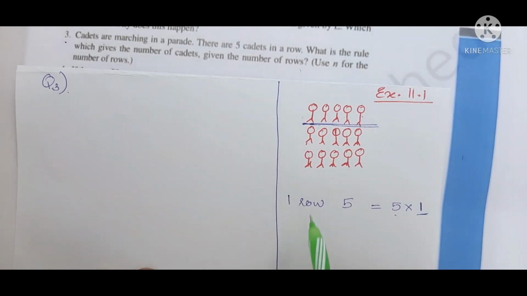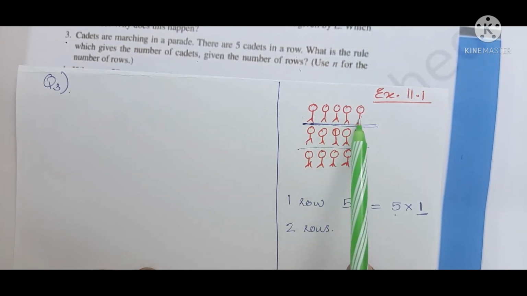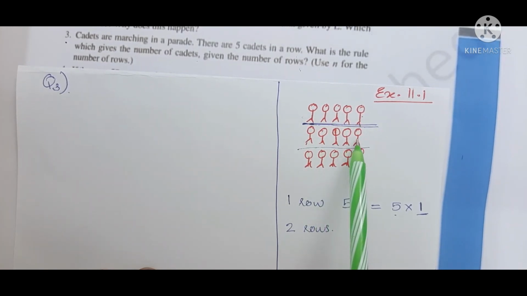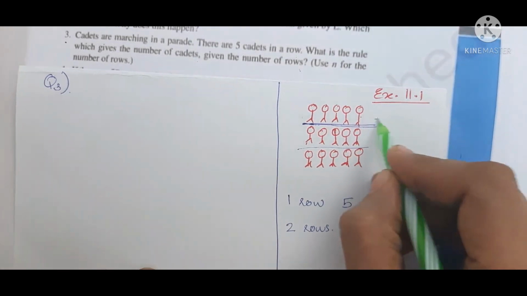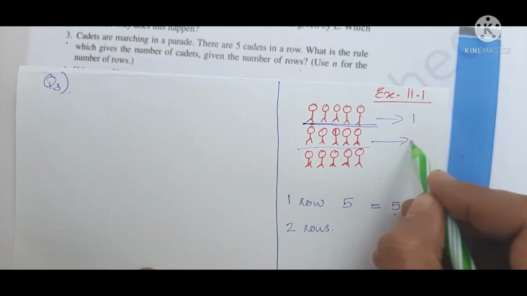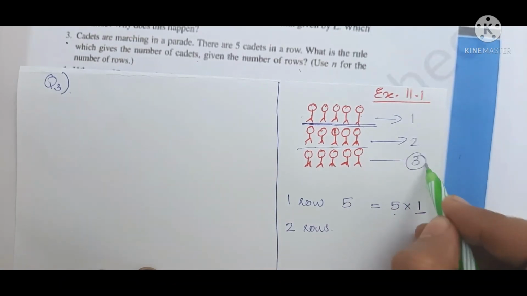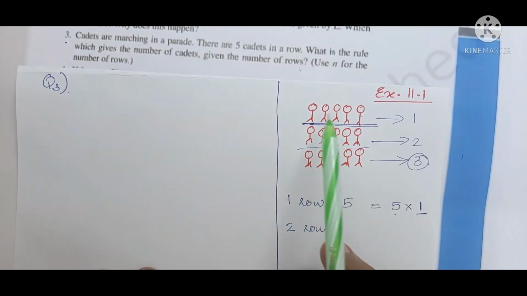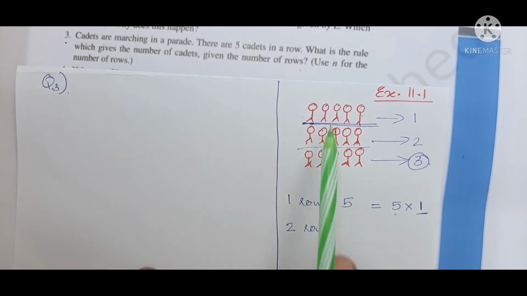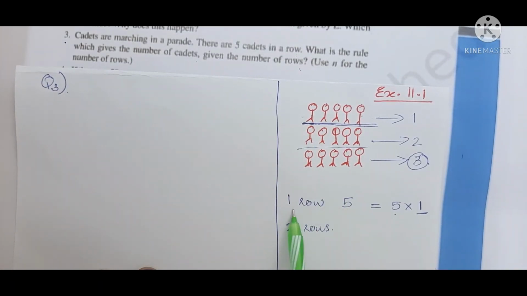Okay, so in 2 rows, how many cadets are there? 1, 2, 3, 4, 5, 6, 7, 8, 9 and 10. So this is the first row, this is the second row. Okay, so in the first row we have 5 cadets. So in one row 5 cadets are there, so 5 into 1, that is the rule.